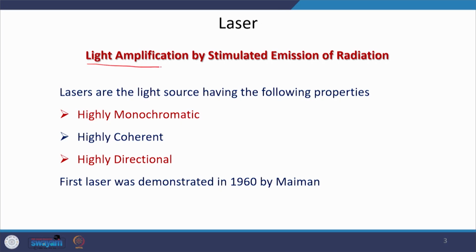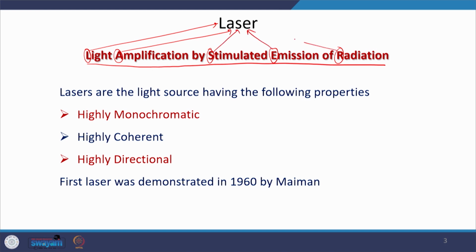Today we will start the last topic of module 12, which is introduction to lasers. Now the word laser is an acronym for a big sentence, which is light amplification by stimulated emission of radiation. If you pick the first character of each word, then it will form laser. You see that L is coming from here, A is coming from here, S is coming from here, E is coming from here and R from here.